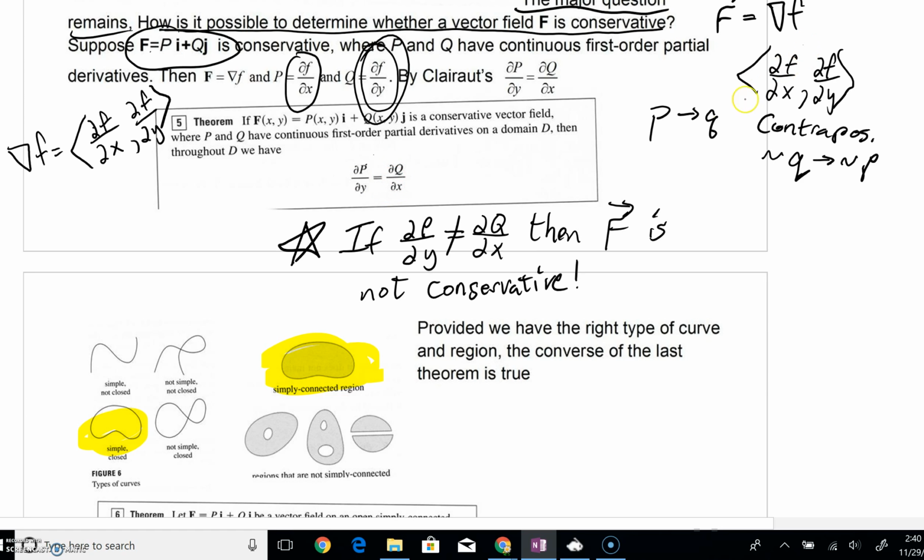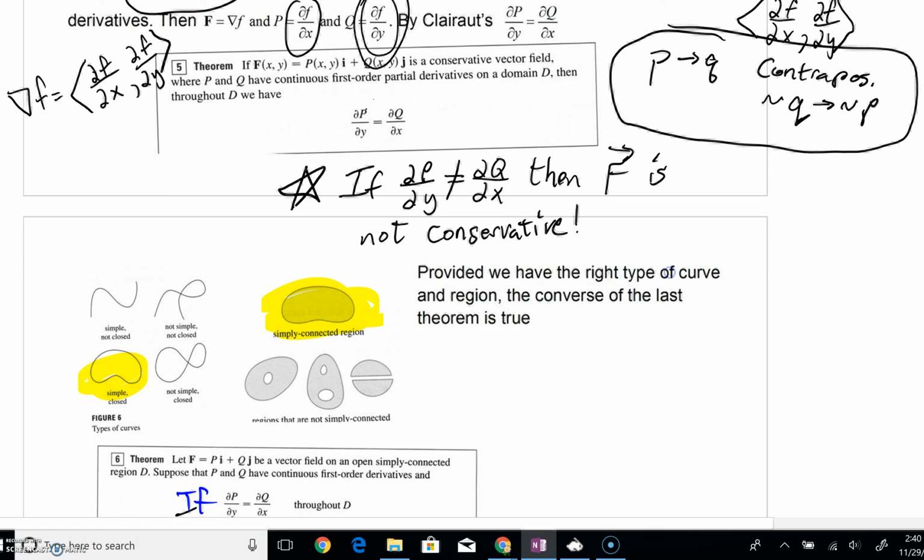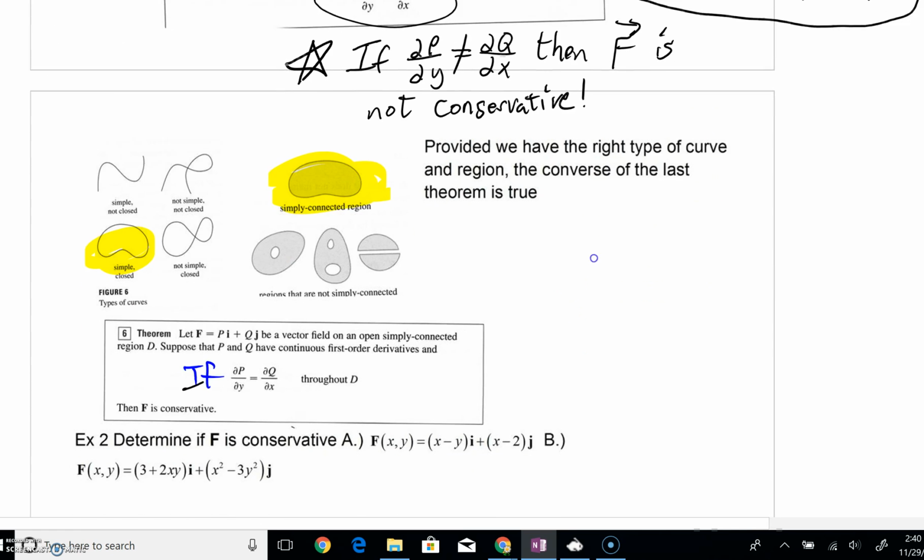Now, with a contrapositive, in logic we'd say if p implies q, the contrapositive says not q, the negation of q, implies the negation of p. So if we negate our conclusion, if the partial derivative of P with respect to y is not equal to the partial derivative of Q with respect to x, that means we're negating our premise. We're saying that F is not conservative. So if these partial derivatives aren't equal, we can say F is not conservative.